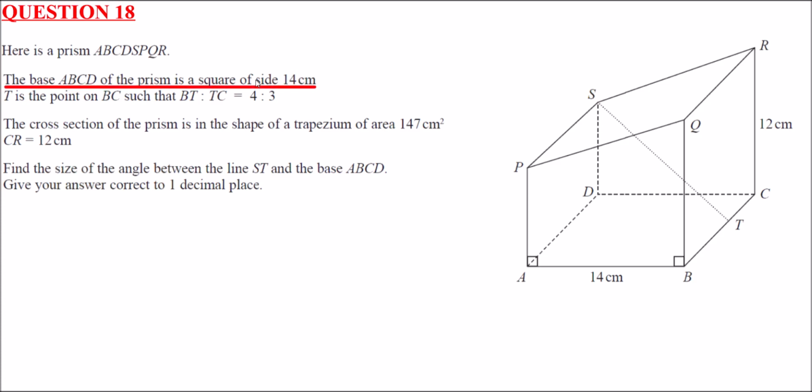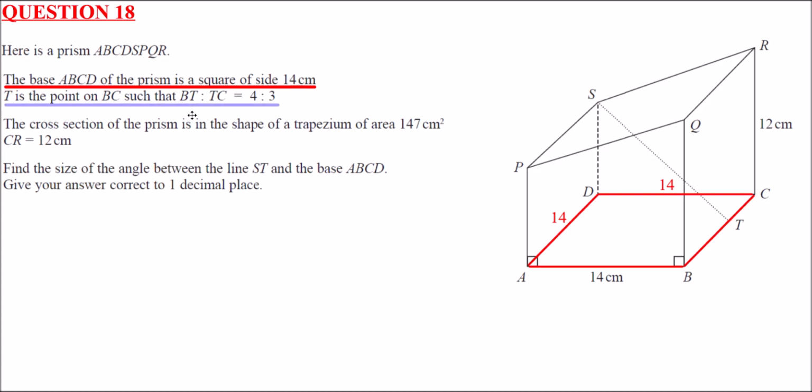So let's start with this. I'm going to highlight the base to make it even clearer that it is a square, like so, and each side is 14 centimeters. I've not labelled this side yet because the next line tells us we need to split side BC into a certain ratio.